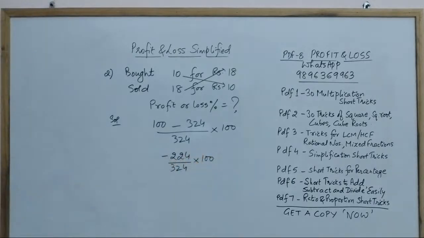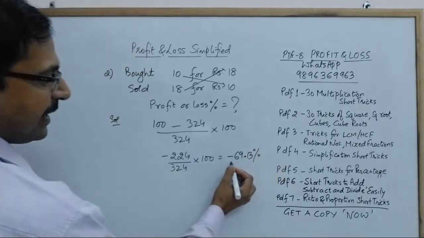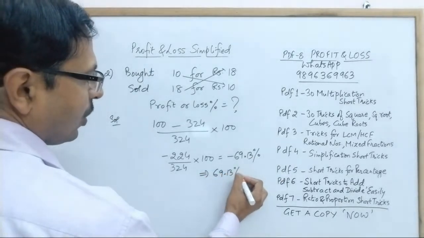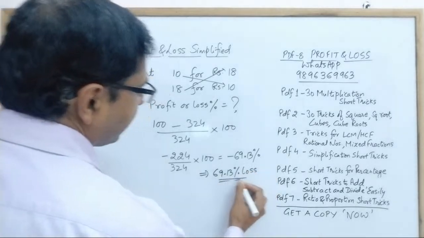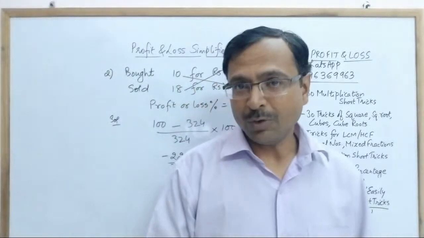Now this calculation is what is required to be done in this particular question, and if you divide 224 by 324 and then multiply it by 100, you are going to get somewhere near 69.13, I think. Yeah, so that is the negative value of 69.13%. And what does negative show here? It means 69.13% loss. So it's very important that you are aware of this short trick. Otherwise this is going to consume a lot of time in competitions, friends.